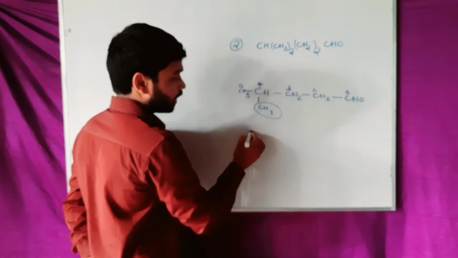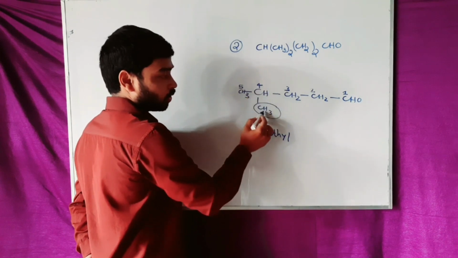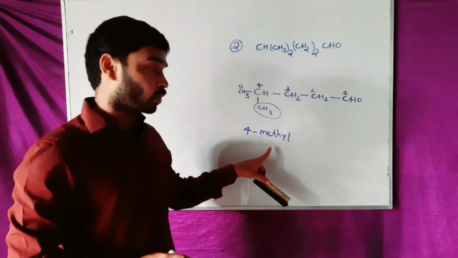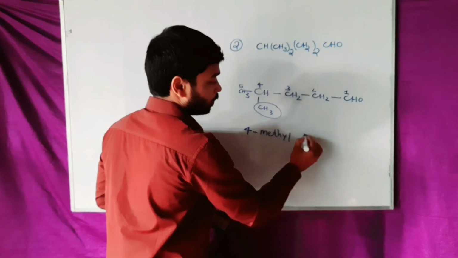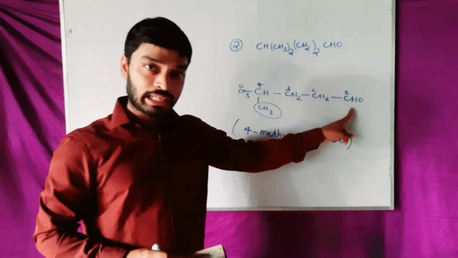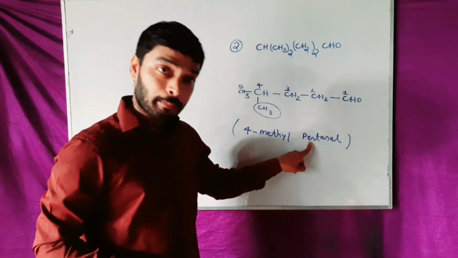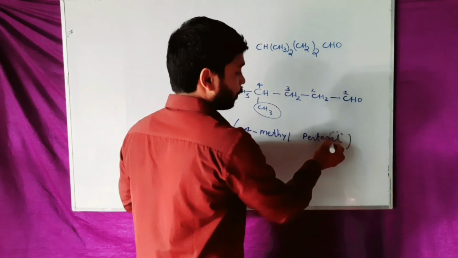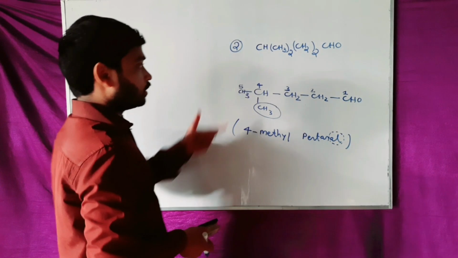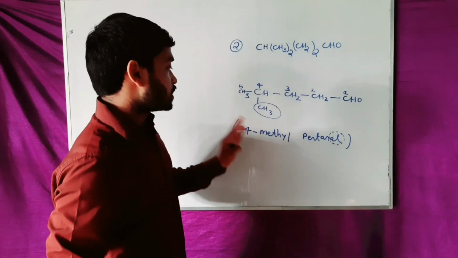So in this case, the name of the compound will be 4-methyl, because the 4th carbon contains the alkyl group. That's why the locant of the alkyl group is 4, and it is the methyl group. So the name of the compound will be 4-methyl, and it is an alkanal, so the name will be pentanal, because alkanal is the IUPAC name for the aldehyde. Here 5 carbons are present in the compound, that's why 5 carbons are represented by the word root pent, and al is the suffix for the compound, so the name of the compound is pentanal. In this way, we have found the IUPAC name for the given compound. If you have done it correctly, mention it in the comment section.